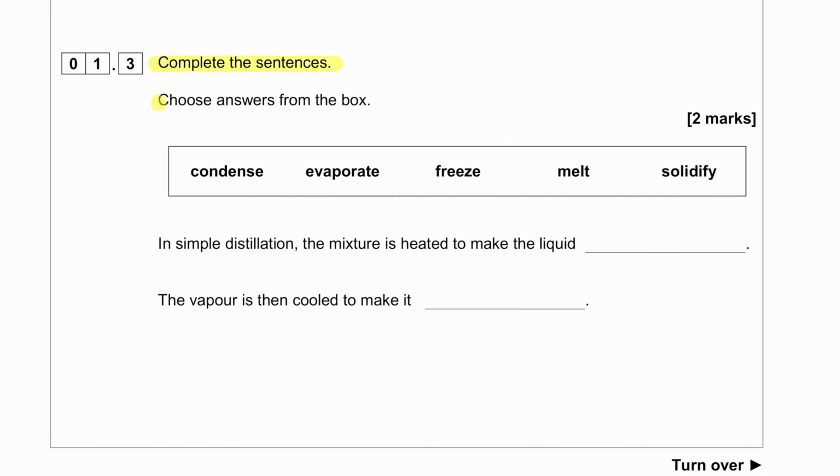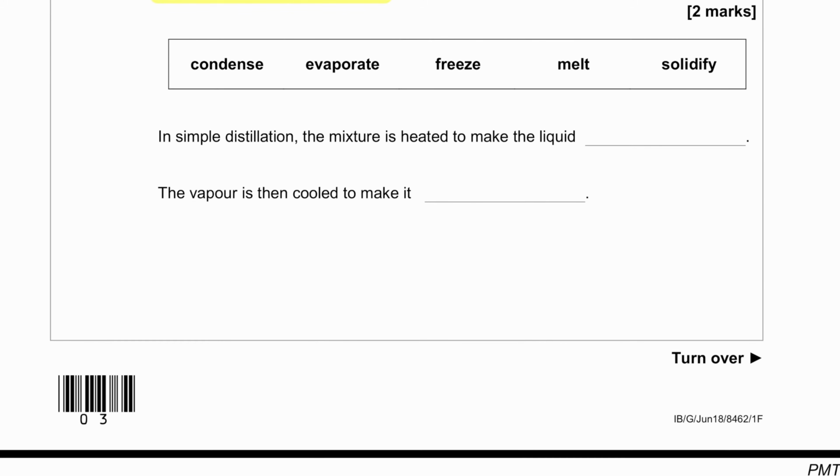Complete the sentences. Choose answers from the box. We see there is condensation, condense, evaporate, freeze, melt, solidify. Basically, these are the names of some of the processes. In simple distillation, the mixture is heated to make the liquid. So when we heat a particular mixture, the liquid is going to evaporate. The vapor is then cooled to make it. So when we cool down the vapor, it will condense.